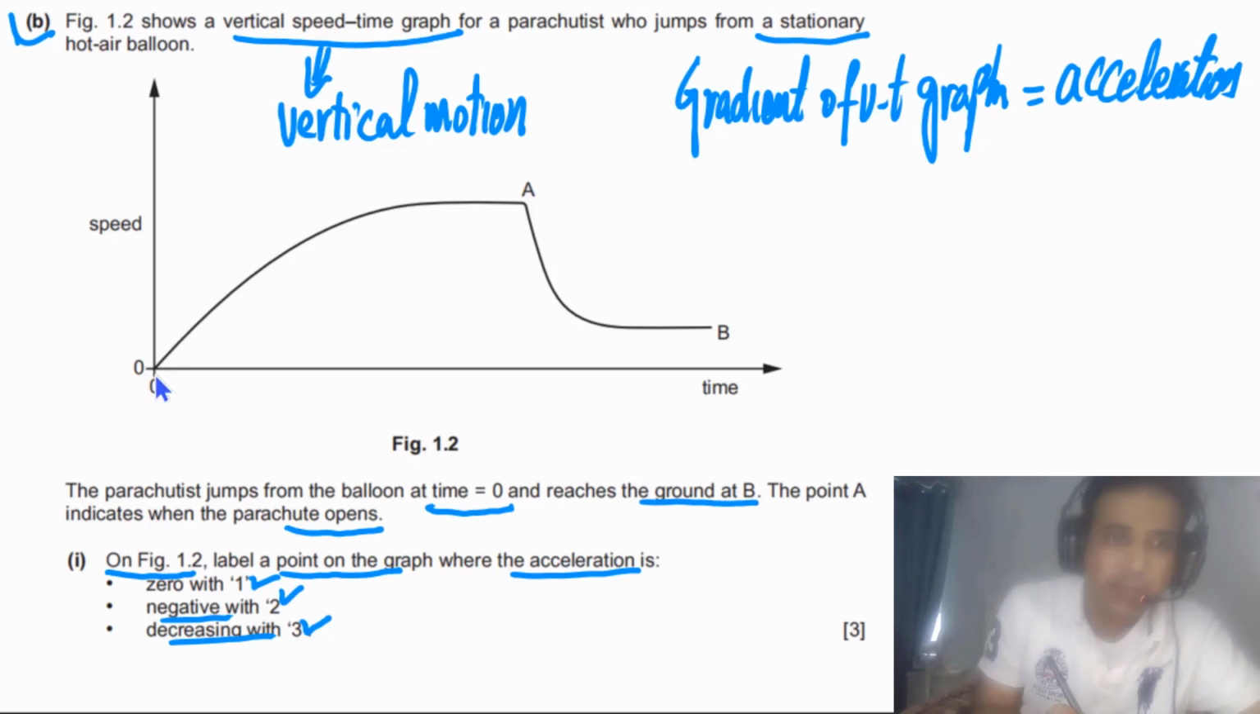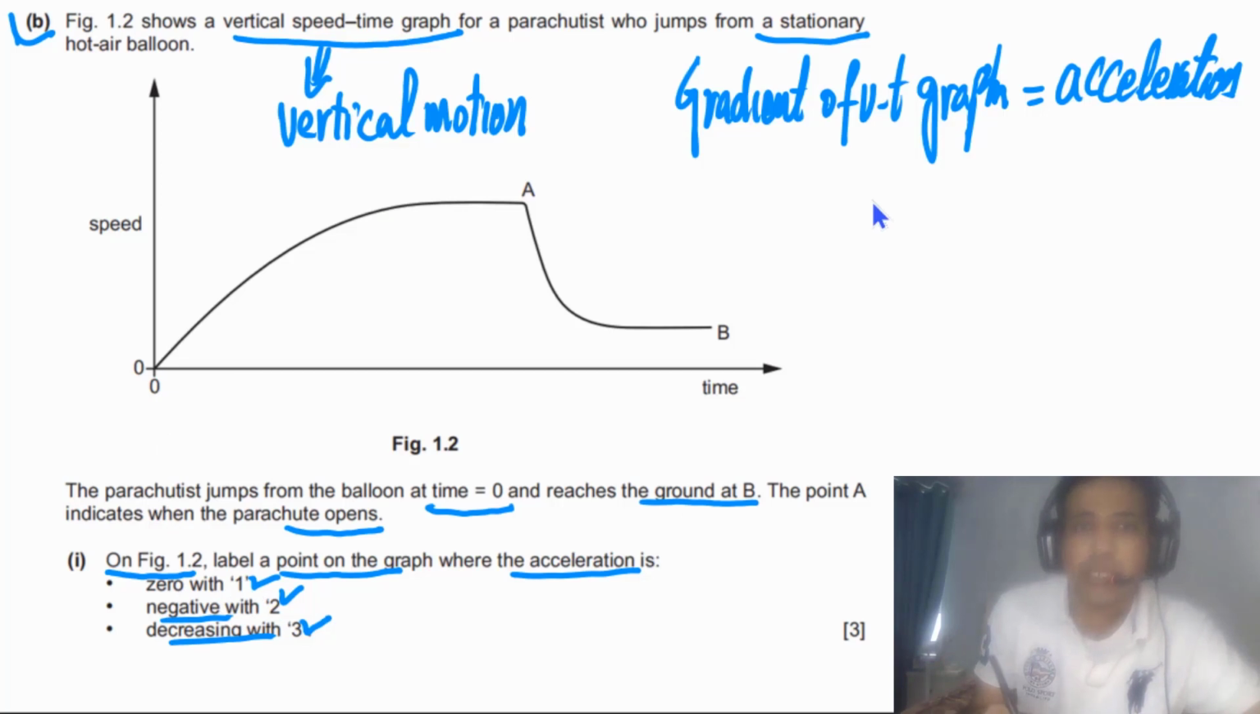Now if you look at the initial part here, first of all let's try to find out 0 with 1. 0 means that gradient is 0, because gradient is equal to acceleration. Acceleration will be 0 when gradient is 0, and gradient is 0 at this point. You can mark 1 here, you can also mark 1 here because gradient is 0 here. You can also mark here, so it is also correct. Anywhere you can mark on these 2 points.